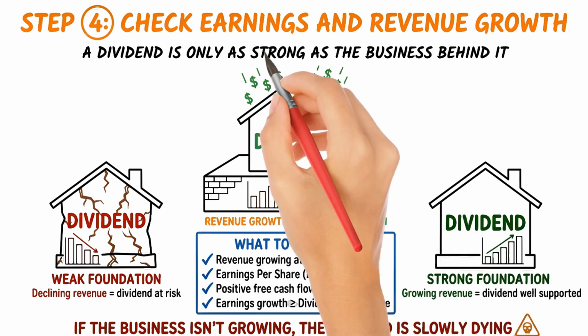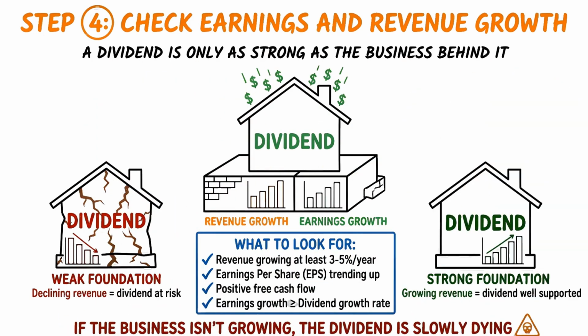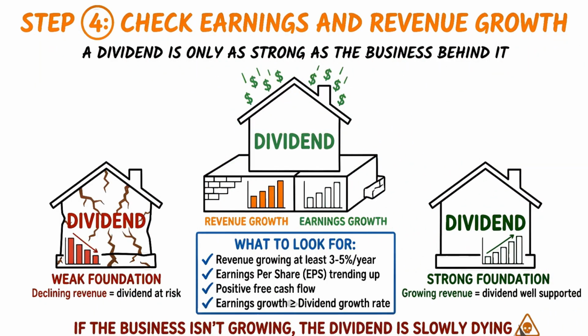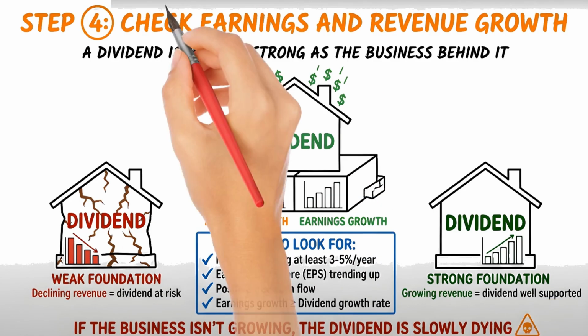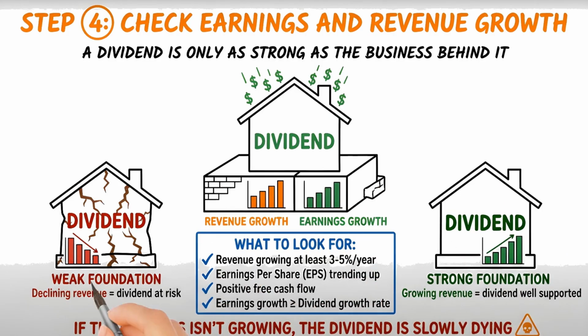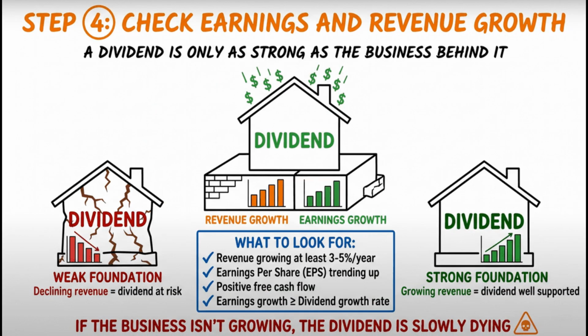What you need to see in a dividend stock: revenue growing at least 3 to 5% per year consistently. Earnings per share trending upward over multiple years. Positive and growing free cash flow, and critically, earnings growth rate at least equal to the dividend growth rate. If a company is growing its dividend at 7% per year, but earnings are only growing 2%, that's mathematically unsustainable. Eventually, the payout ratio gets squeezed until something breaks. The business must grow to sustain and grow the dividend.